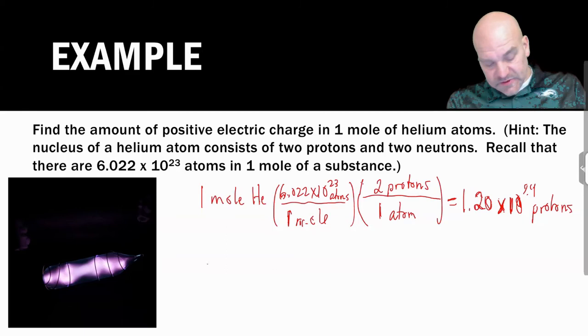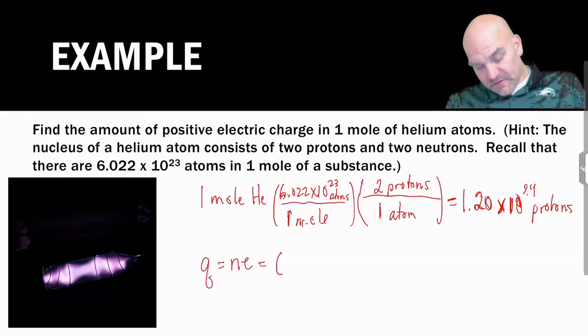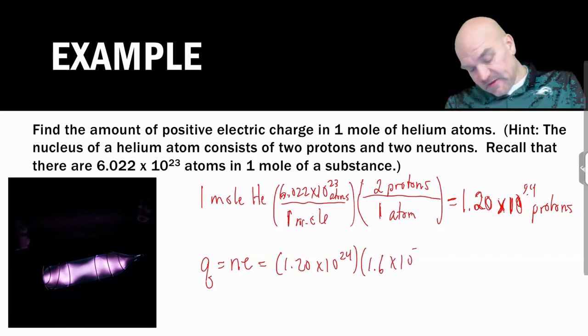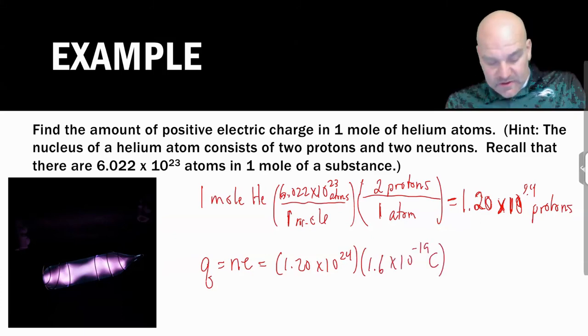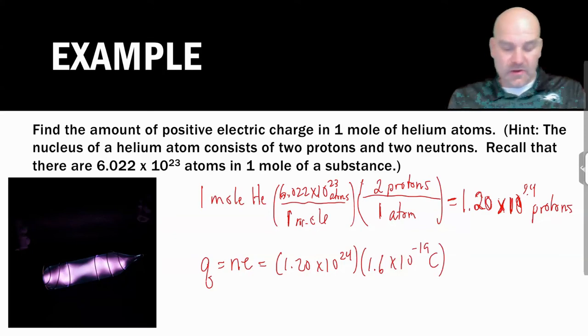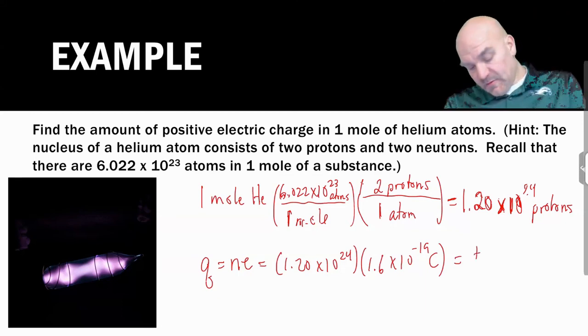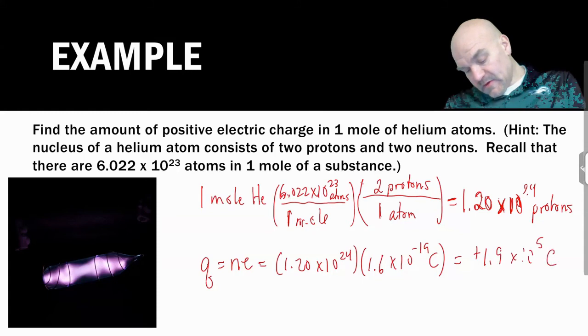Now we can find the charge. We're just going to do Q equals NE. The number of protons we're dealing with is 1.20 times 10 to the 24th, and we know that the elementary charge is 1.6 times 10 to the negative 19 coulombs. You see this is like coulombs per atom or particle. And so we get an answer of positive 1.9 times 10 to the 5th coulombs.